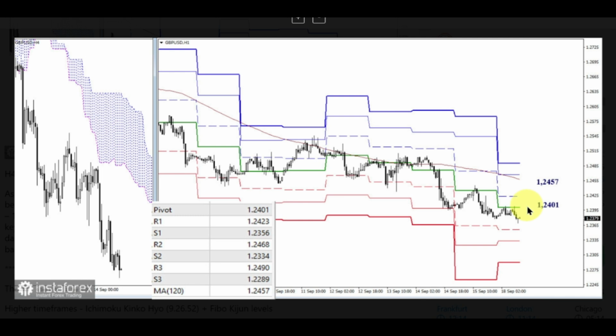In case of an upward correction, it will be important for bullish players to overcome key levels, which are currently acting as resistance and are located at 1.2401, central pivot point of the day, and 1.2457, weekly long-term trend. Consolidation above these levels can change the current balance of power in favor of bullish players.